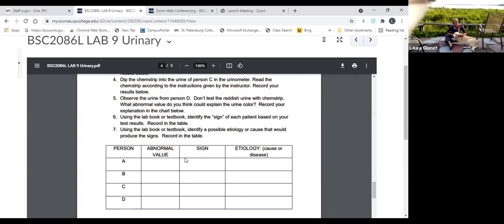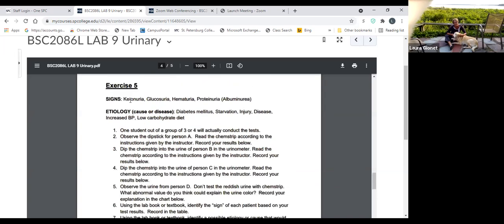All right, so it says person ABCD, but it's specimen ABCD. You would write in the normal value that you saw, what sign it might be indicative of, and what might be the etiology or cause. Up on top here, we have the signs that you would choose from. Each is only used once: ketonuria, glucosuria, hematuria, proteinuria, meaning ketones in urine, glucose, blood in urine, protein in urine. Then we have different causes, and really you're not limited to these either.